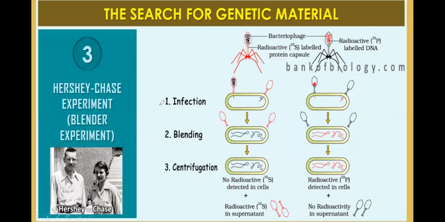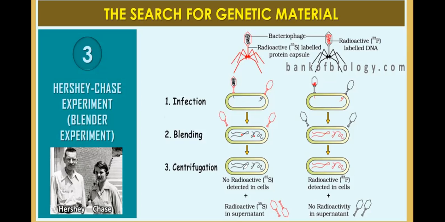So if we summarize, this Hershey and Chase experiment can be divided into 3 steps. First is infection. Second is blending. Third is centrifugation. In the first case, when there is infection, protein is labeled with radioactive sulfur. In viruses, protein constitutes the coat only, not DNA. So when there is an infection, protein is still outside. DNA is not labeled, so unlabeled DNA is going inside.